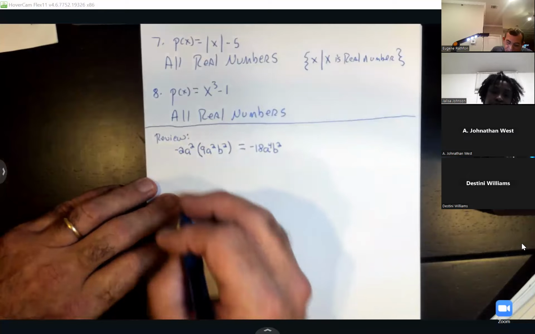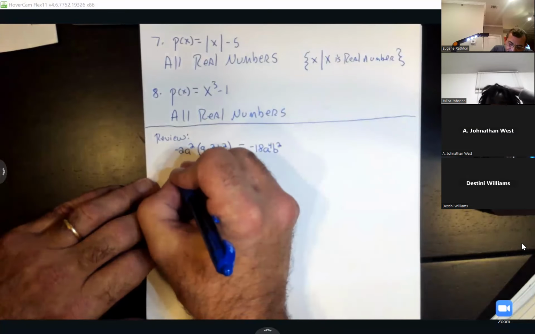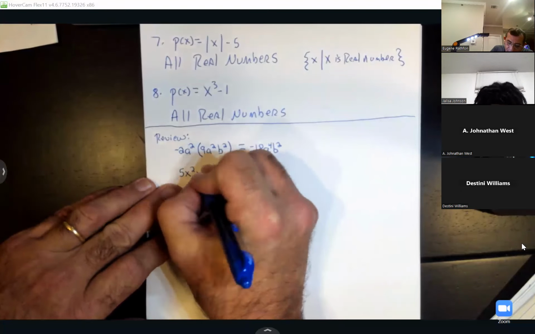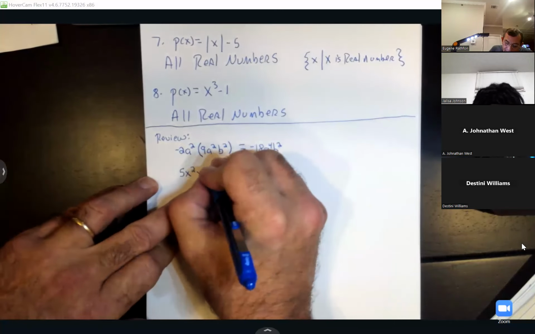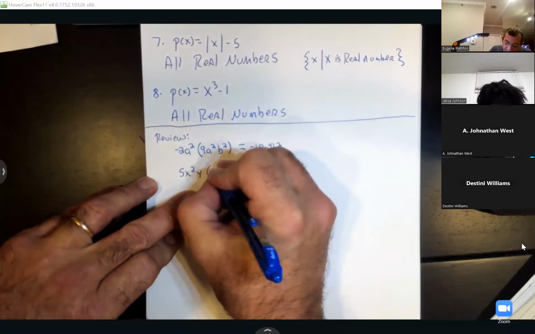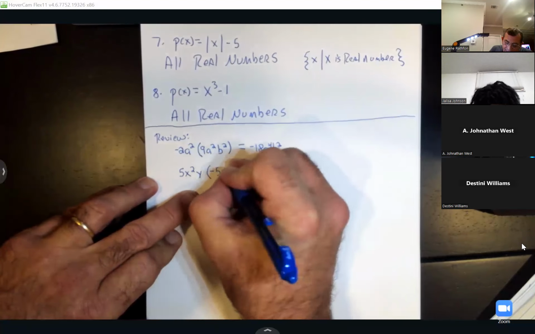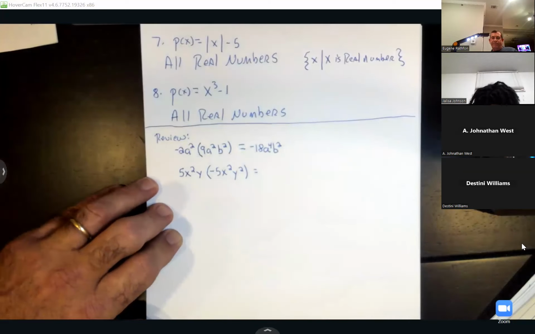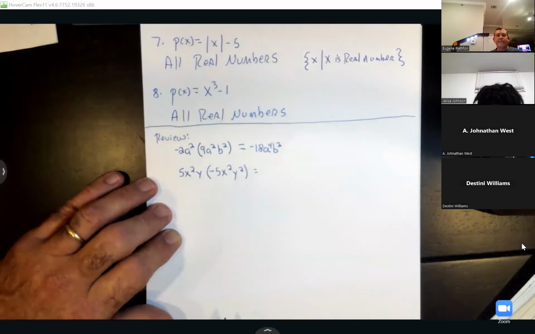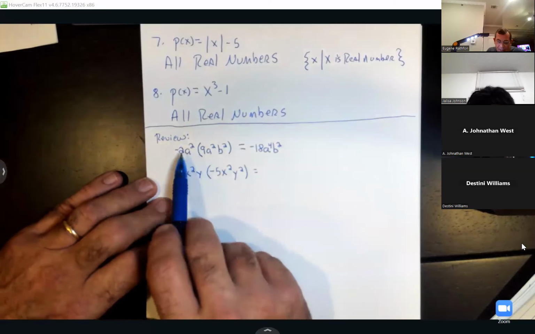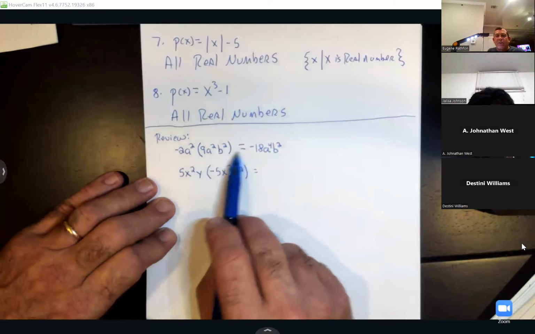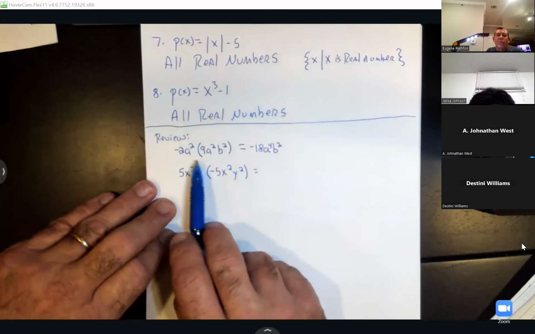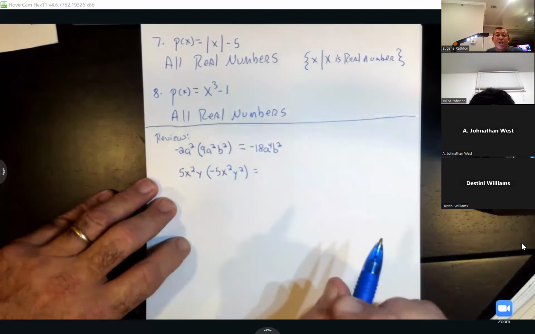So let me try another one with y'all. This gets y'all good at this. How about a 5x squared y, and let's multiply that by, say, a -5x squared y squared. Now, the reason I'm not distributing everything through here like you would when you FOIL is because nothing in here is being added or subtracted. So we're just finding what looks the same, multiplying it and being done.